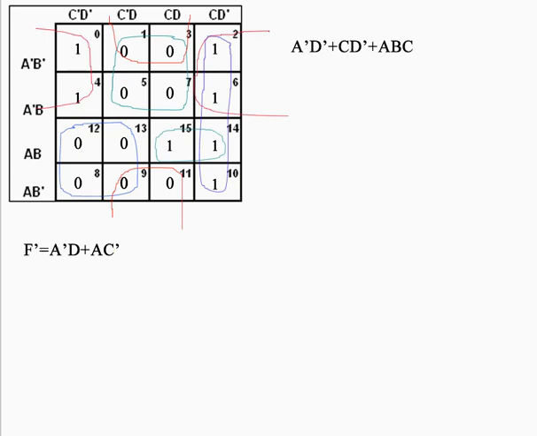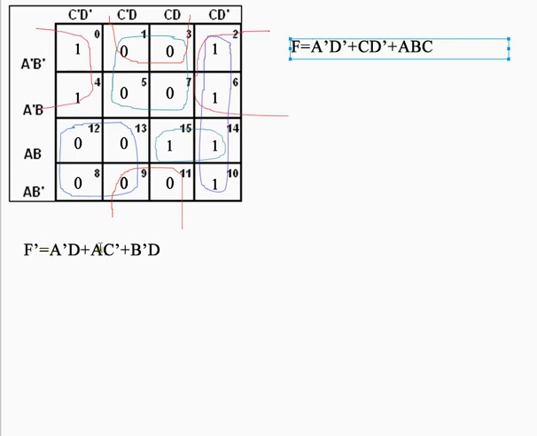I'm sorry, I need to be able to write here. So, B naught and D. There you go. So this now is the expression for the complement function. Remember that this one up here was F. F is all of this. Now this one over here is the complement of F.